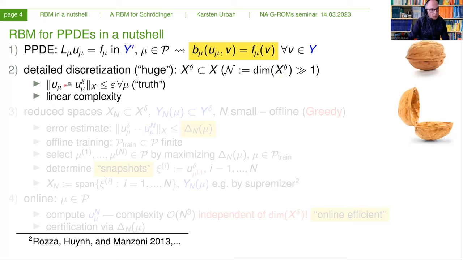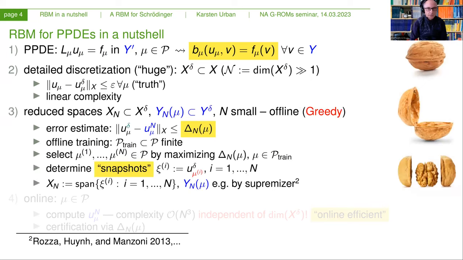So we assume that the exact solution of the operator equation or of the PDE is indistinguishable from the truth. So whatever parameter you might insert here, this is always below a prescribed tolerance epsilon. That's why we also call this the truth. And finally, we assume that this is computable in linear complexity.